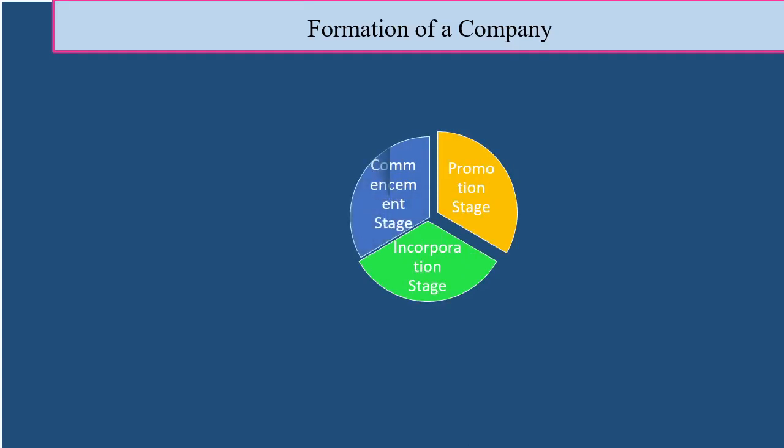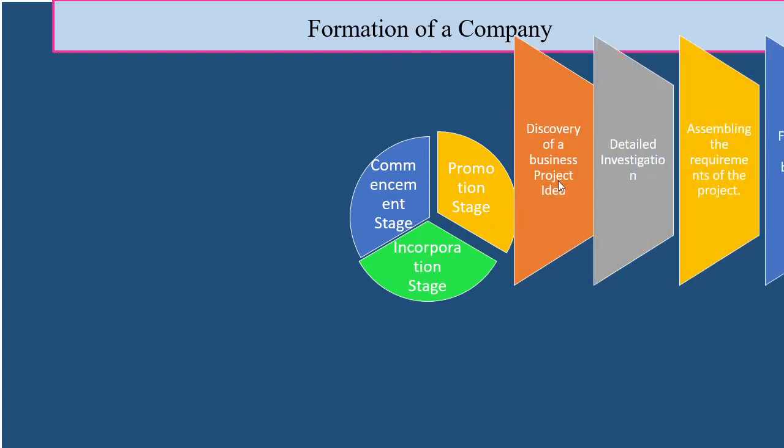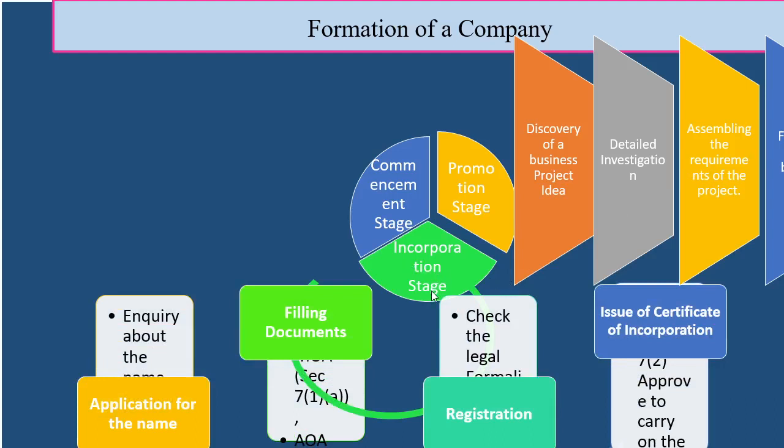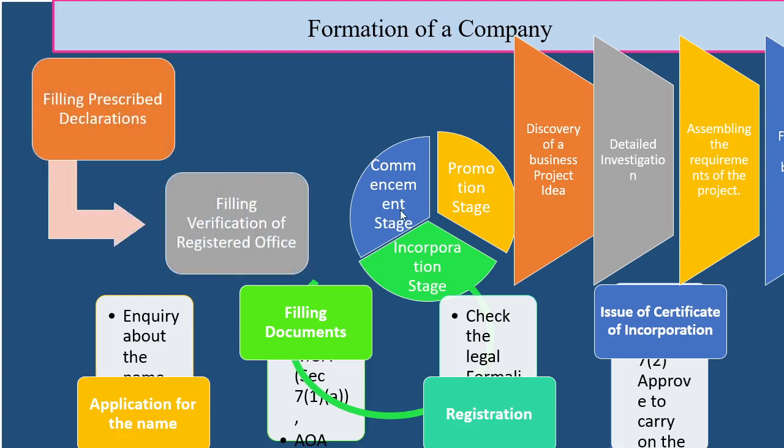So recall the formation stages: promotion stage, incorporation stage, and commencement. If they ask a question on this, you should answer by writing all three steps of formation. The steps in the promotion stage: discovery of a business idea, detailed investigation of whether the idea is viable or not, assembling the resources for the project, and finally financing the project. In the incorporation stage, we have an application for the name and filing documents, actual registration, and issue of the certificate of incorporation. And in the commencement stage, we have two steps: filing prescribed declarations and filing verification of the registered office of the company. All these steps you should write for the formation of a company.